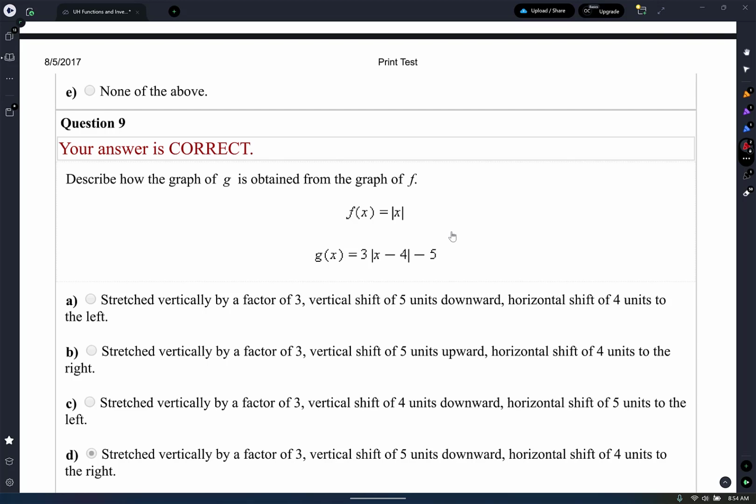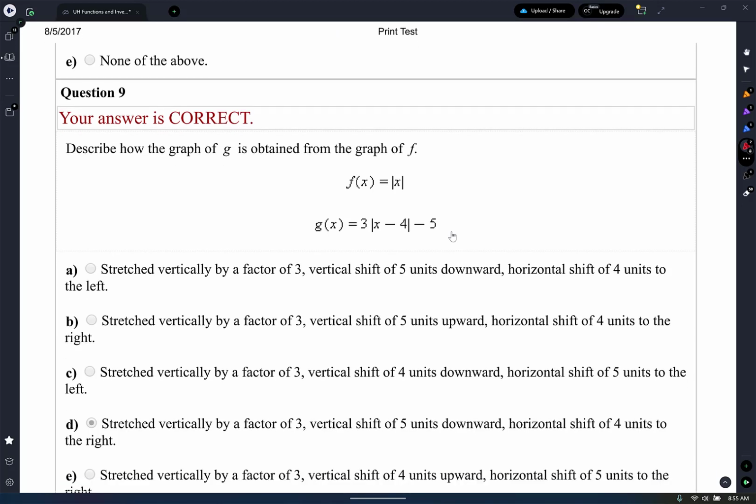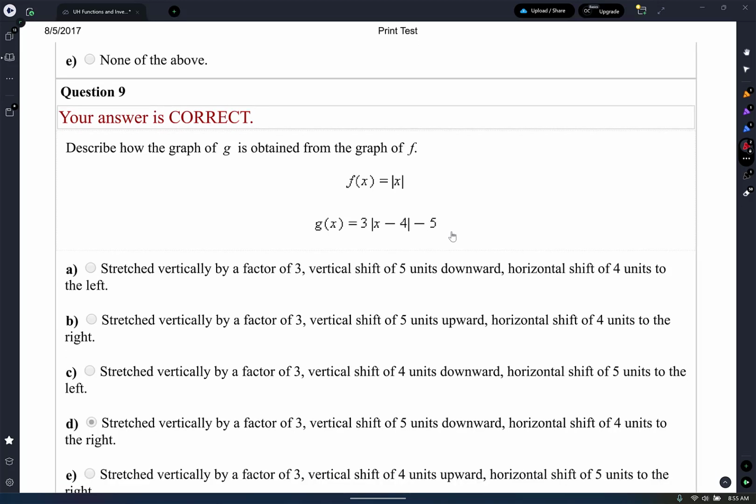All right, describe how the graph of G is obtained from the graph of F. Hopefully, all right, guys, focus. Okay. All right, this one here, guys, should be pretty straightforward. What does this x minus 4 do to this function?